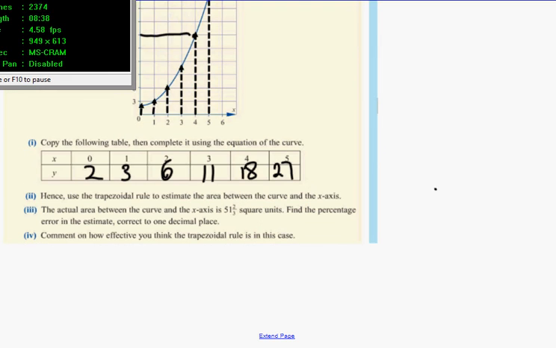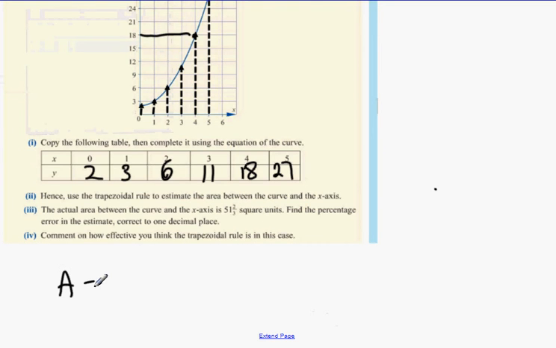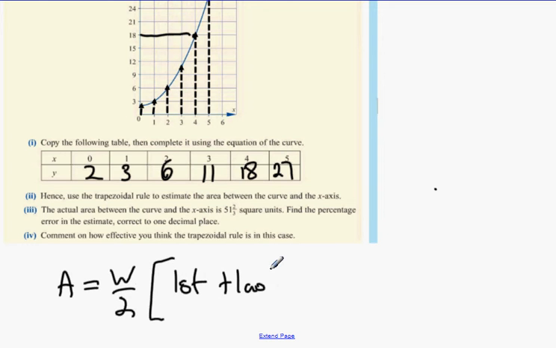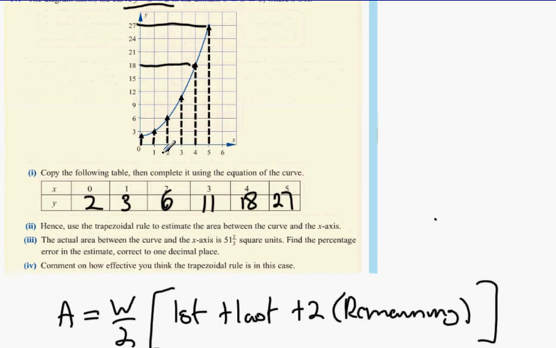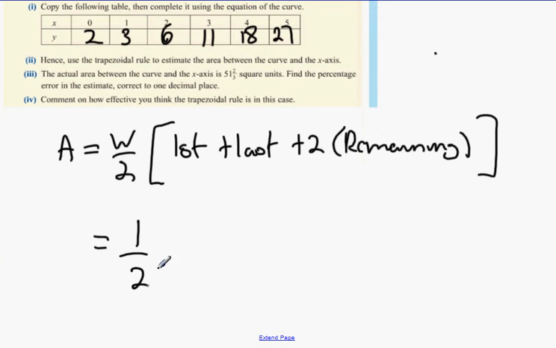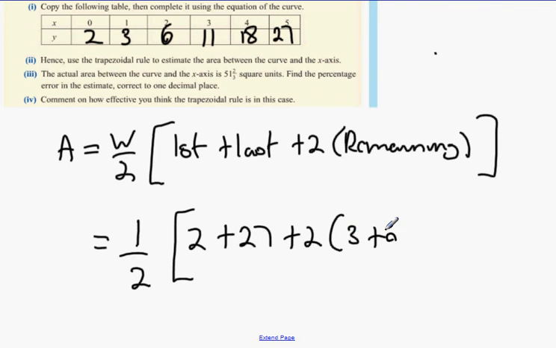Okay. Next one is area equals width over 2, first plus last plus 2 times remaining. Now, what's going to happen is we're going to do the width, and the width is going to be 1. 1 is the width. So Keane, this is what you were asking me a second ago. It's going to be a half. The first is 2. The last is 27. 2 times the remaining is going to be 2 bracket 3 plus 6 plus 11 plus 18 close bracket.